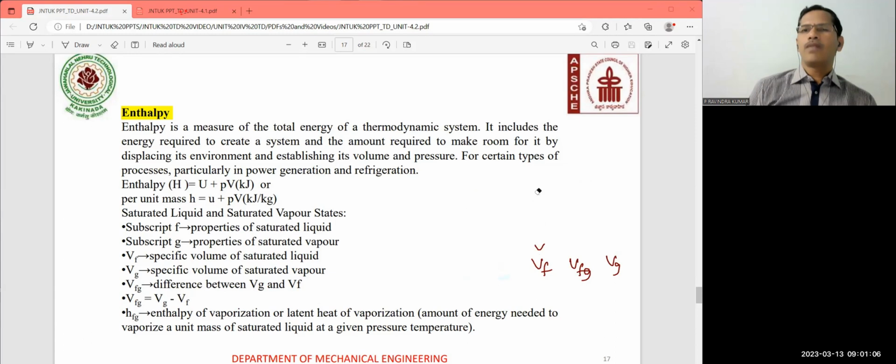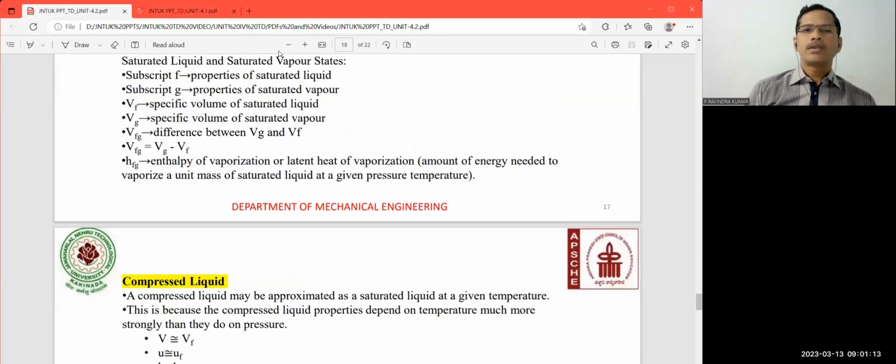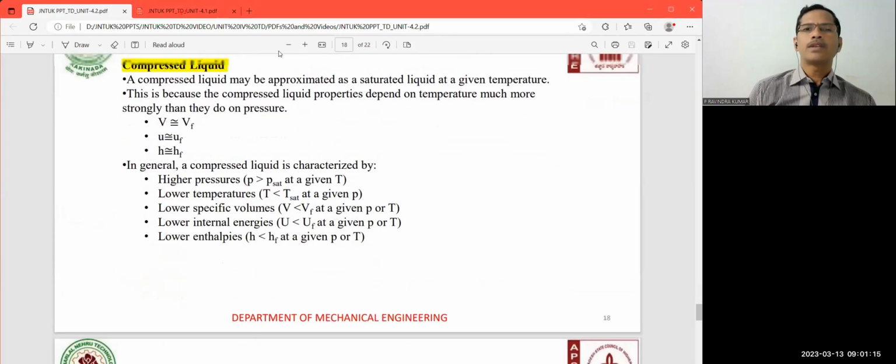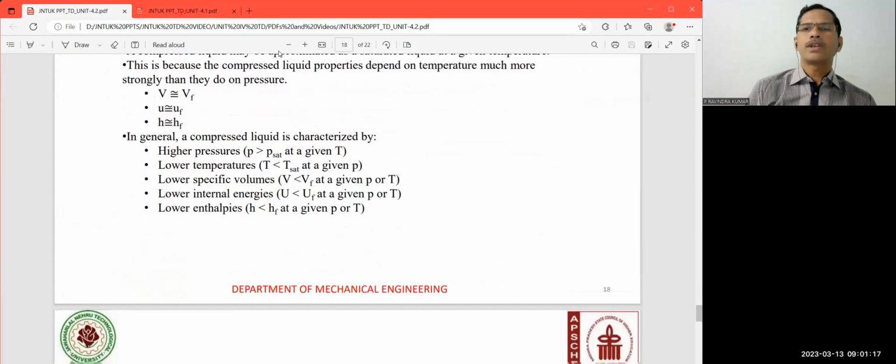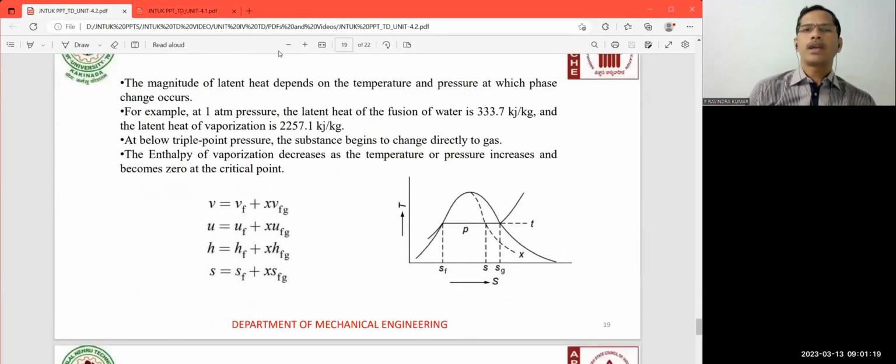So these are the various PT diagrams, various property diagrams. In the same way, the compressed liquid is there, when we can call it as a compressed liquid, and when we can call it as a quality of a steam. That is here the quality of a steam. See, this is the quality of a steam.